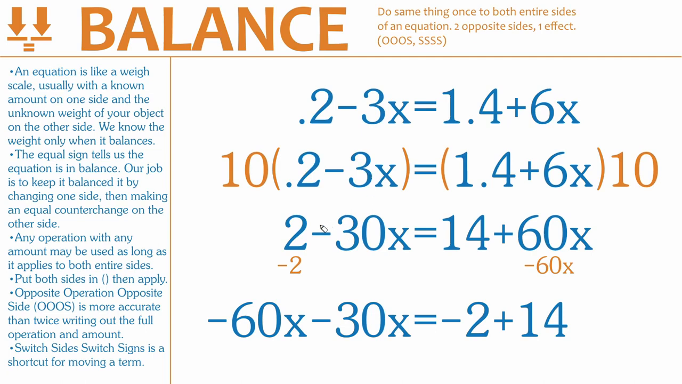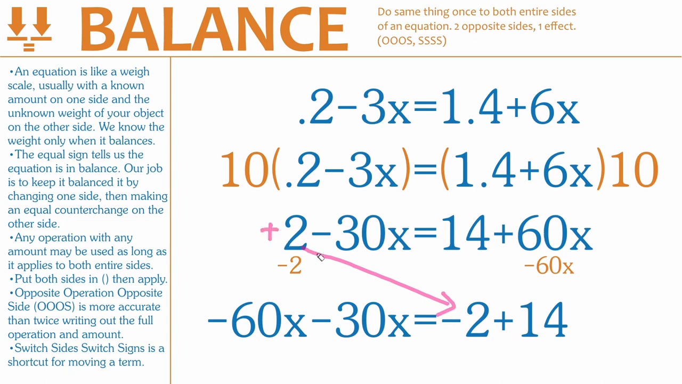They know the 2 is going to move over. So you don't need to keep rewriting and rewriting. Just move it over. But switch the sign, because these are terms. This is all adding and subtracting. This is a special case of opposite operation, opposite side. By switching the sign, I'm switching the operation.